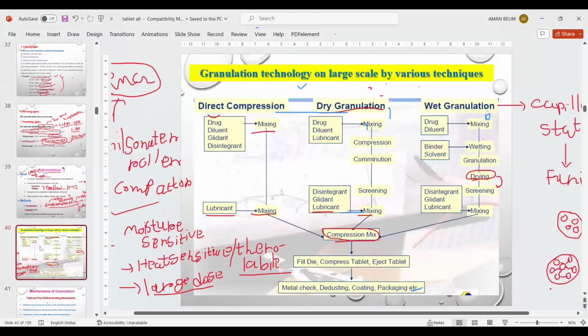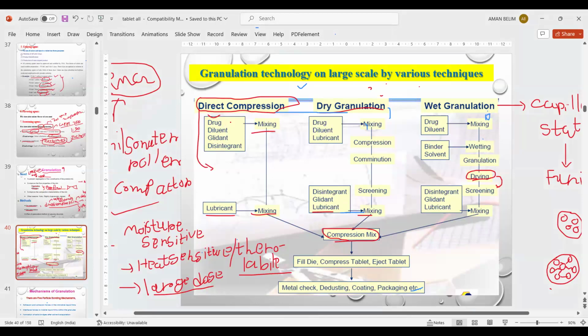Now, these are the various granulation technologies, as we discussed at the start. So what are these three in this slide? I have included all three manufacturing technologies for the tablets. Before a tablet, we prepare granules, right? And in case of direct compression, we will not prepare granules. But this method is used very little, it is not generally used.